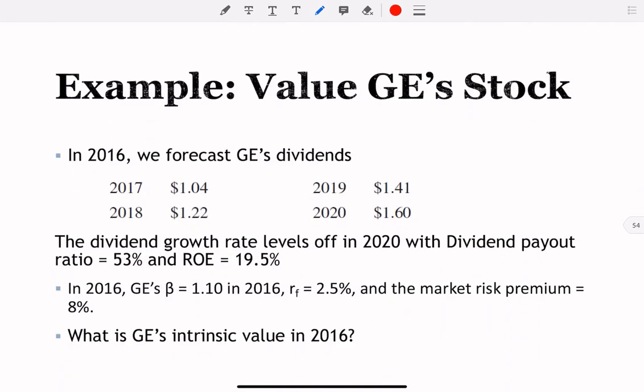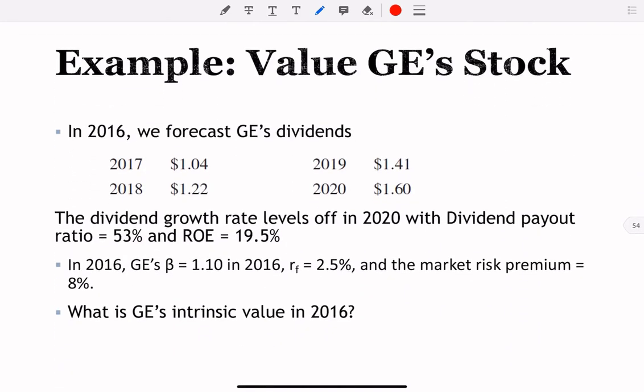So let's learn about this multiple stage model with an example. Let's say we want to value General Electric's stock, and we finish this first step. That is, we have forecasted GE's dividends, right? So here you can see that we have forecasted 4 years of dividends.